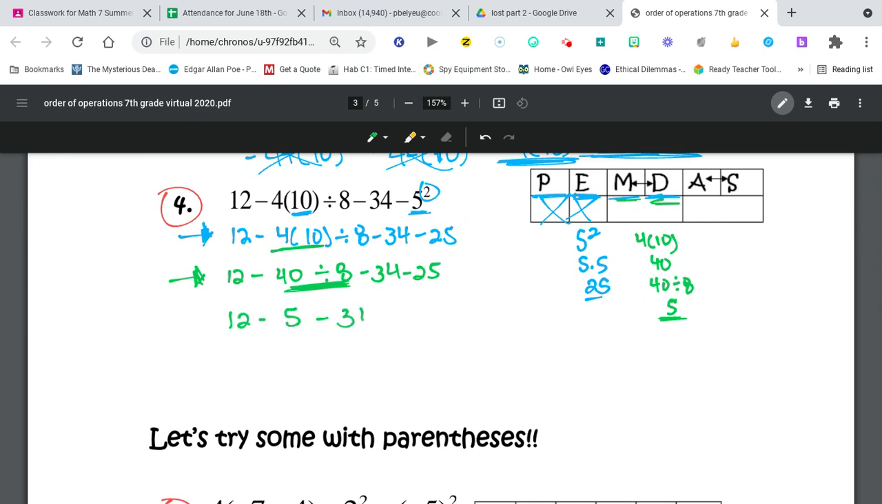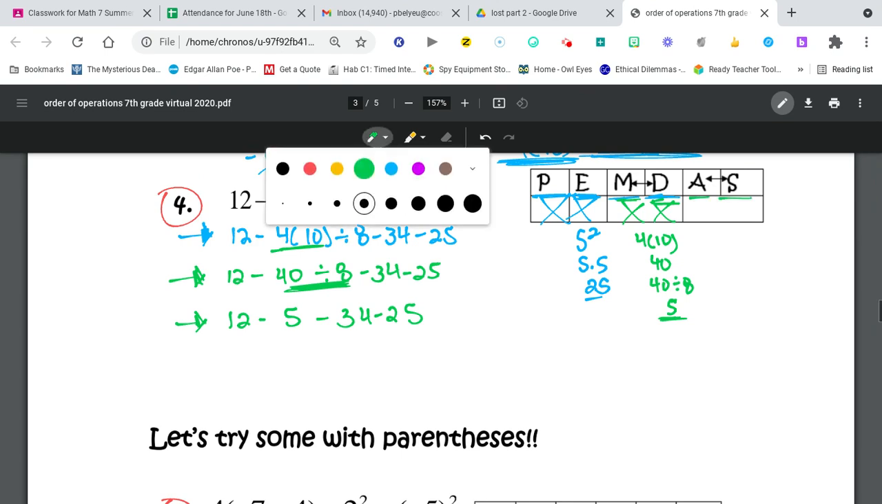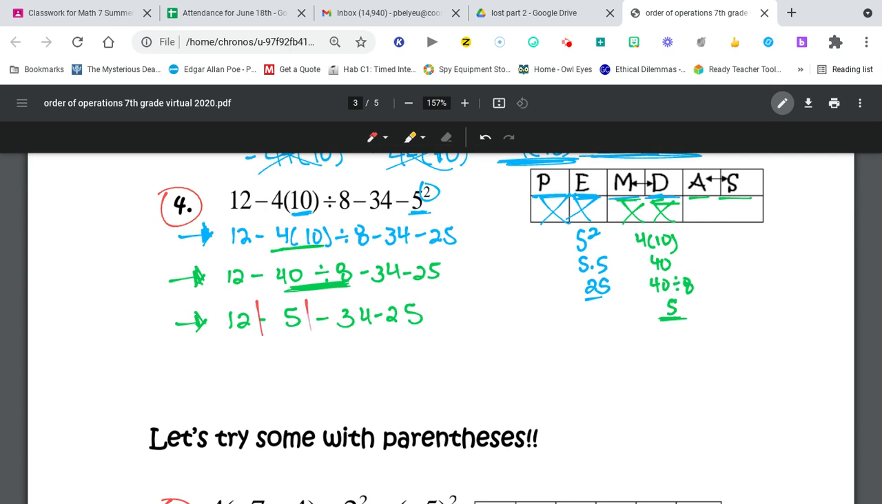And then you bring the rest of the stuff down. Okay, check this row. Any multiplication division left on that row? Nope. So now we're down to addition and subtraction. When you get to that part, just do what I normally taught you.